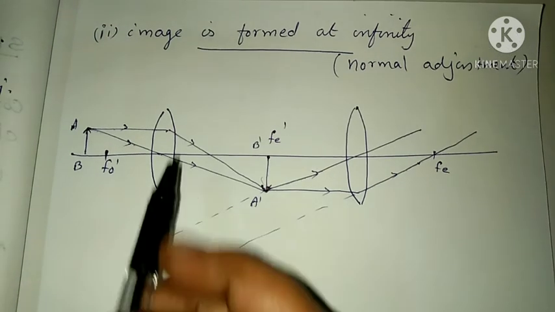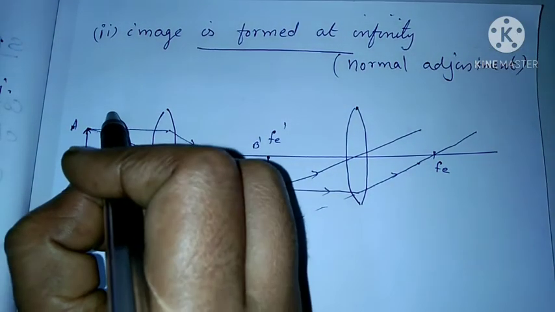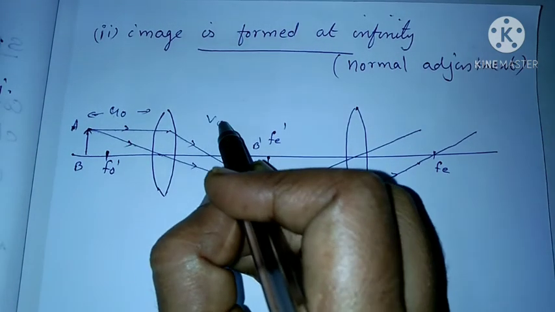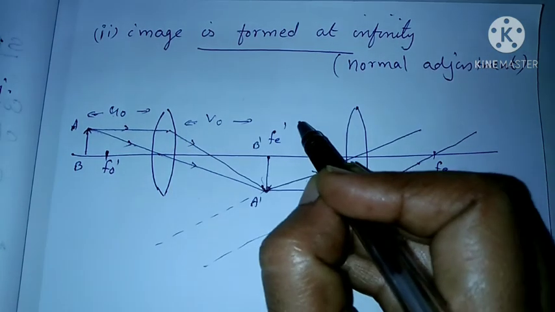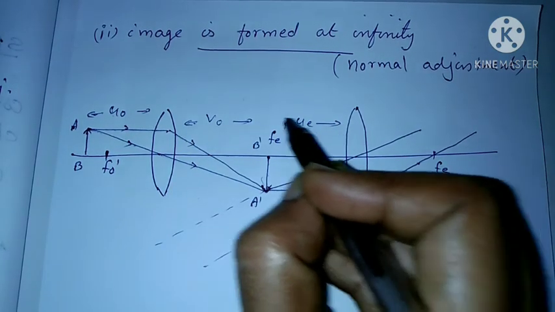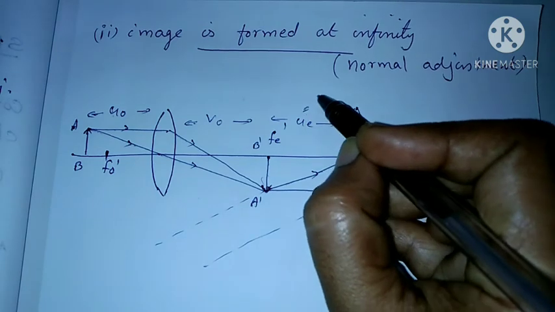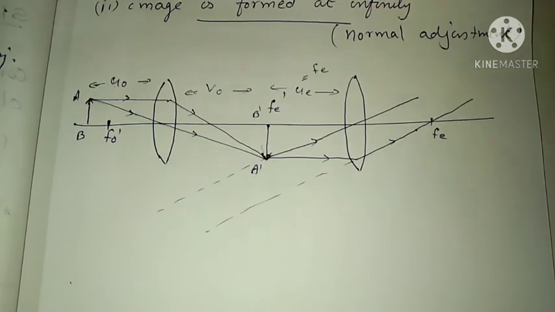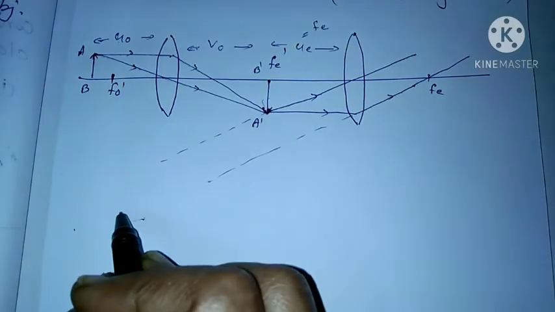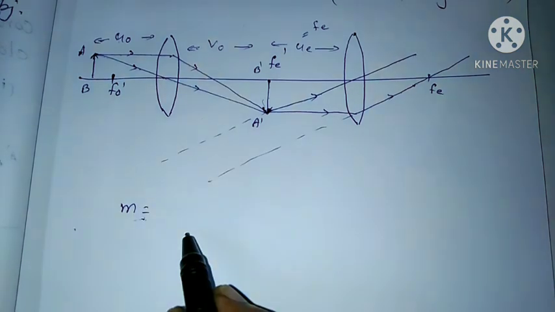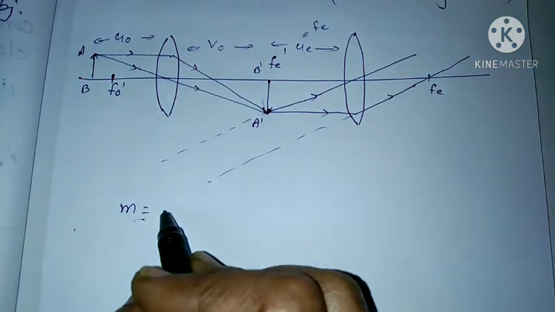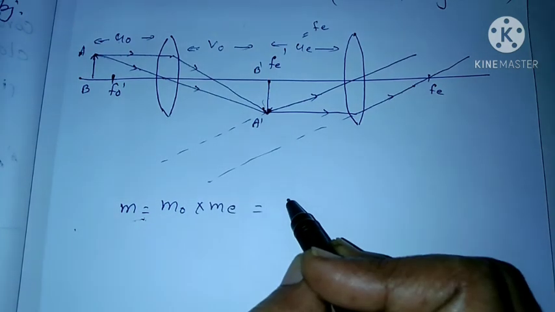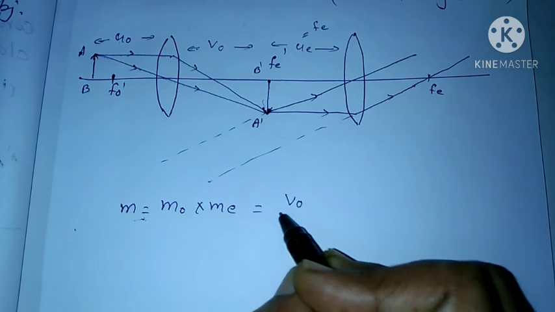Clear? And this is the object distance for the objective, that is U0, and this is the image distance for the objective, and this is the object distance for the eyepiece, that is equal to Fe. Then we can write the magnification. So what is the magnification? Here the magnification is the product of the magnification of the objective and the eyepiece. What is the magnification of the objective? That is V0 by U0.